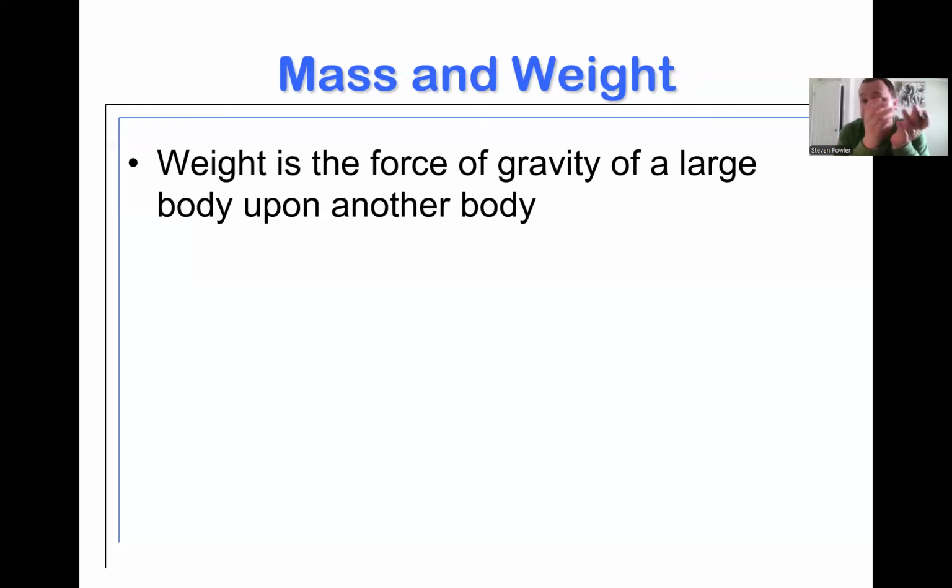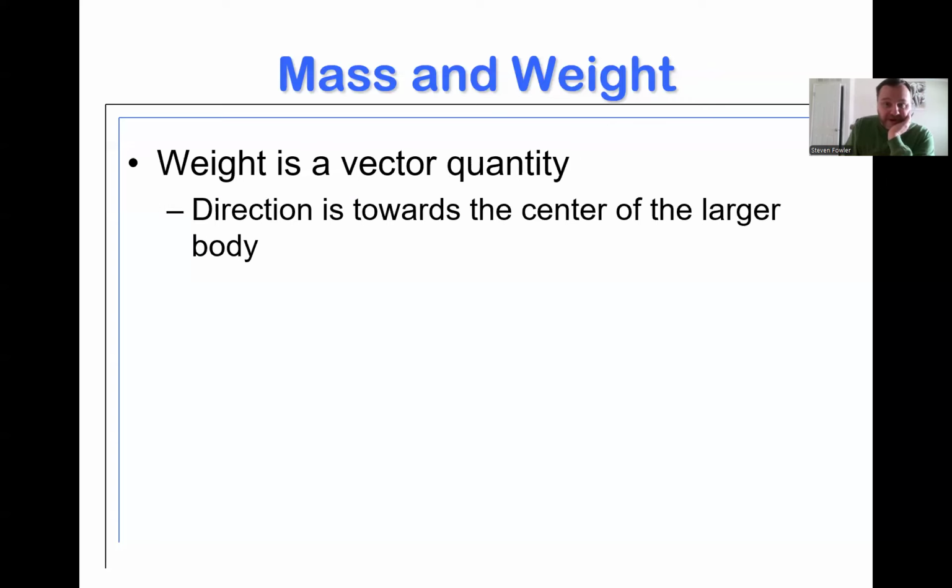So for us, just being small bodies on this massive body of the Earth, our weight is simply the amount of force that the Earth's gravity is pulling down upon us towards the center of the Earth. Weight is a vector. We normally just think about it as this magnitude, as a scalar. Hey, I've got a certain amount of weight. But it is actually a vector quantity.